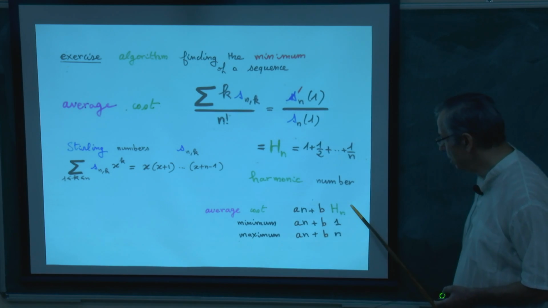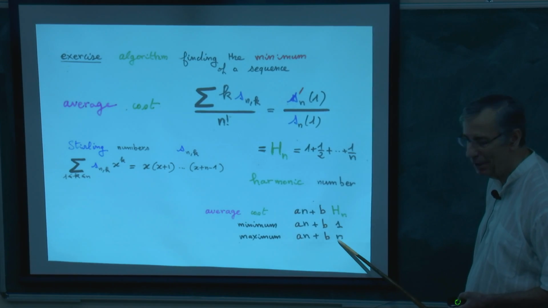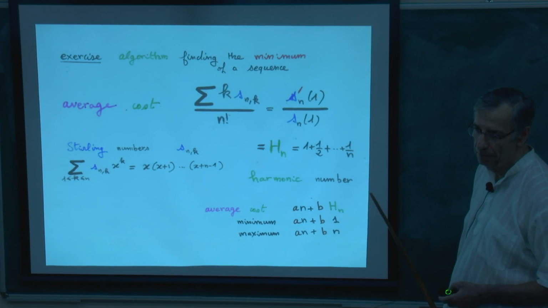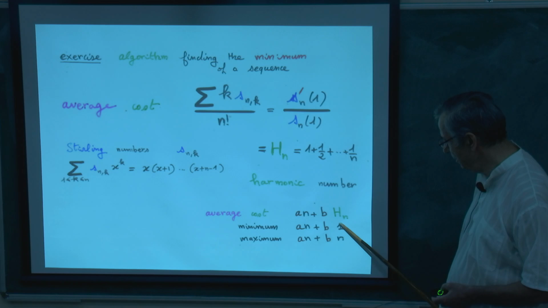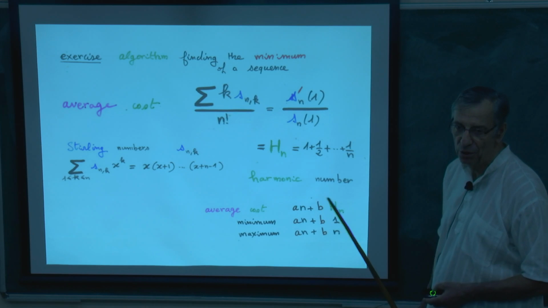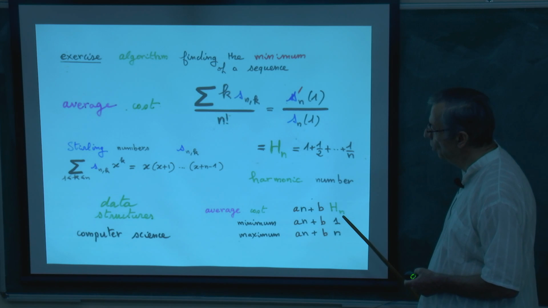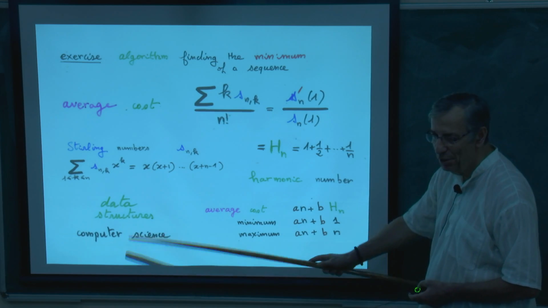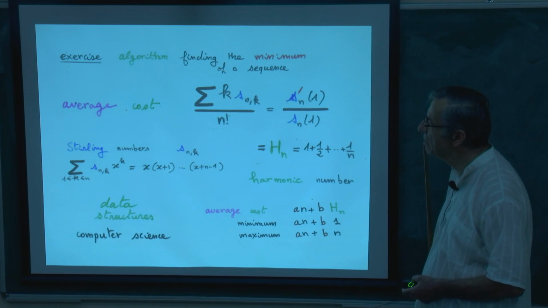So the average cost is this, and the minimum and maximum. Sometimes people want to know what is the minimum, what is the maximum, and what is the average. The minimum number of left-to-right minima is 1, the maximum is n, and the average is Hn. Hn is equivalent to the logarithm of n. So we are typically in the field of data structures, computer science.